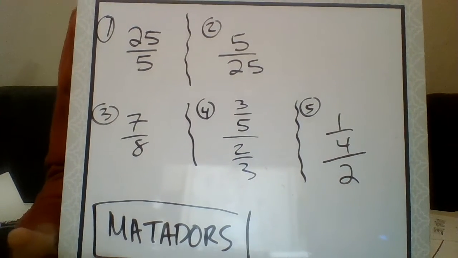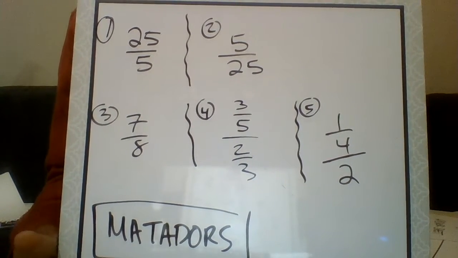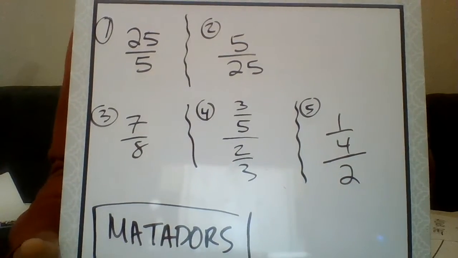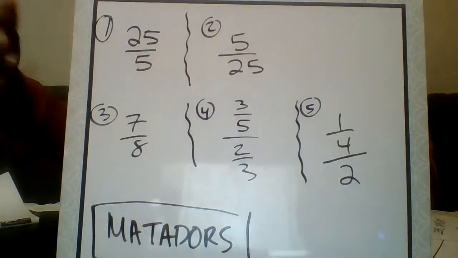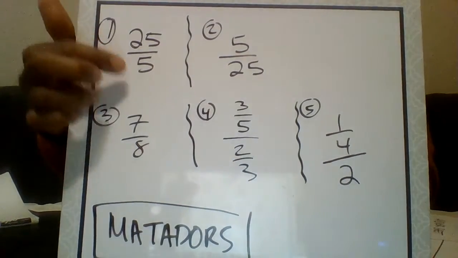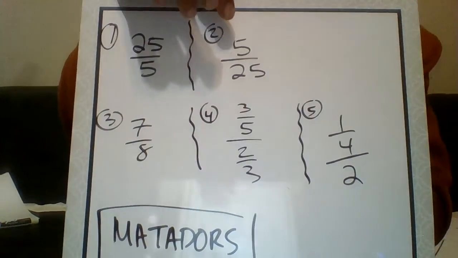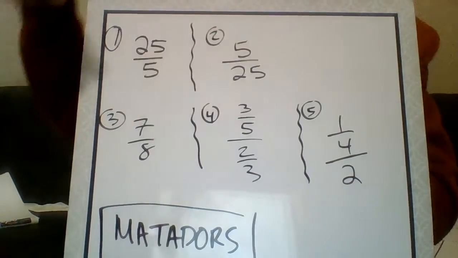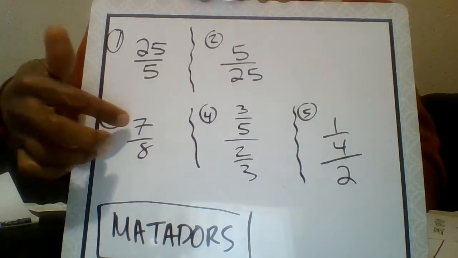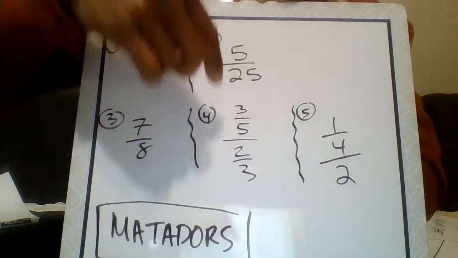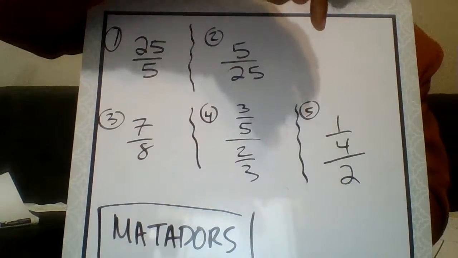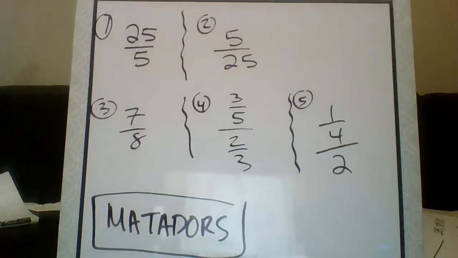And this is going to be the questions or the challenges for the Matadors, okay? So they all have to find the quotient. They have to find the quotient of 25 and 5. If you're old school like me, they have to divide 25 by 5. And then once again, the quotient of 5 and 25, the quotient of 7 and 8, the quotient of 3/5 and 2/3, and the quotient of 1/4 and 2. So those are the original challenges.